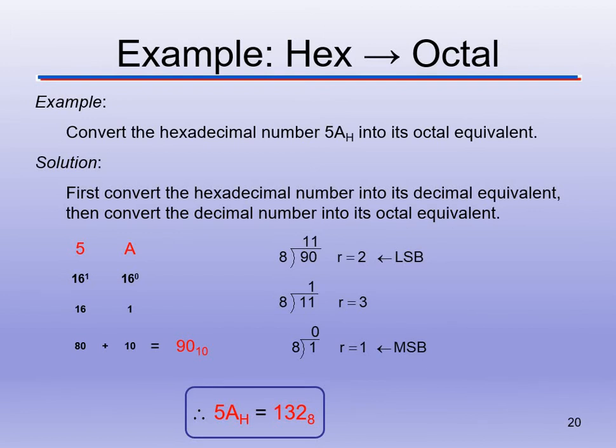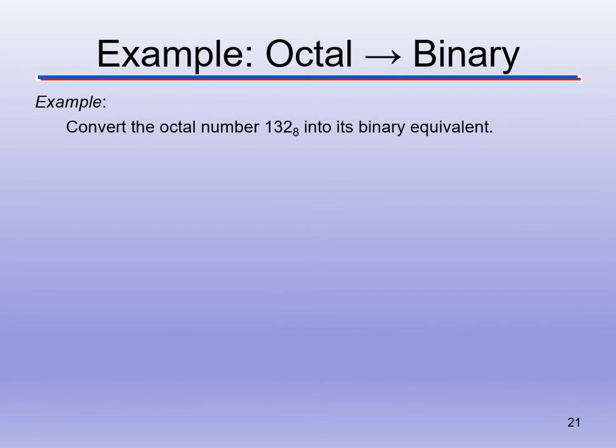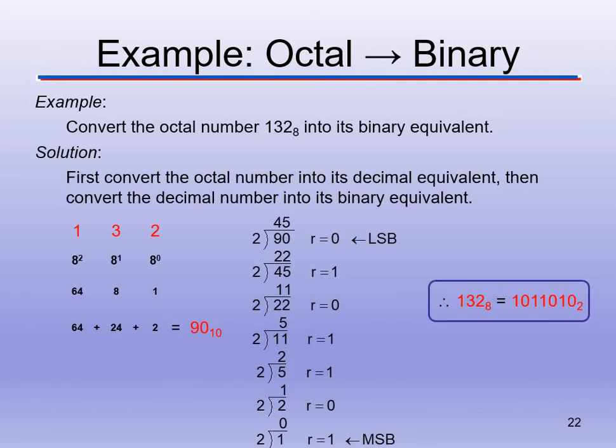Alright, so 5A in hexadecimal, we had to convert it to decimal, and then we took that decimal and converted it to octal, ended up giving us 132 in octal. Okay, now let's convert this octal number to its binary equivalent. Okay, so first of all, when we do this, we have to take it and put it into decimal. So we're going to take 132, put it into decimal by using our base of 8. So 8 to the 0 is 1. 1 times 2 is 2. 8 to the first is 8. 8 times 3 is 24. Okay, and 8 squared is 64. 64 times 1 is 64. Adding all those up, it's 90 in decimal.